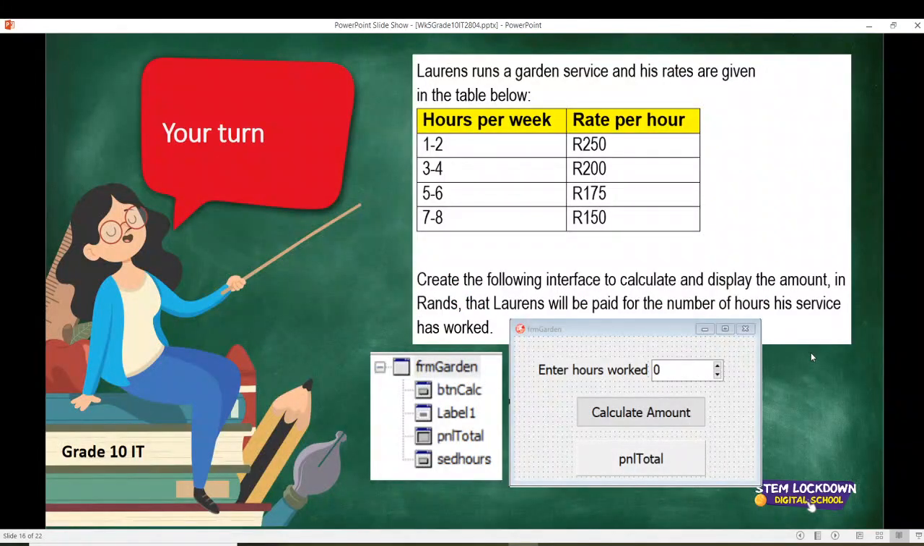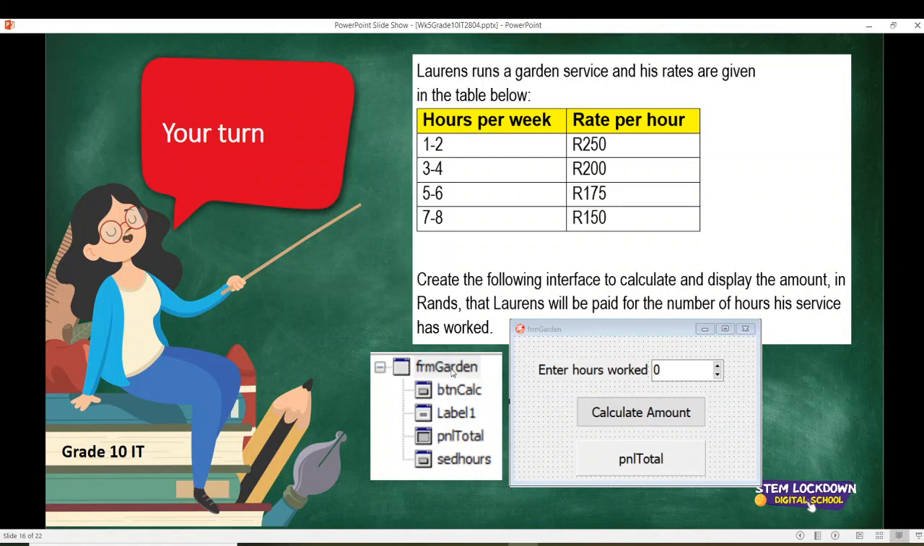Right, now it's your turn to try. And this, it's in no textbook. The only place it is, is in this PowerPoint presentation. So you need to have a look at what's being asked here. You need to create the program yourself using the components as they are listed here.